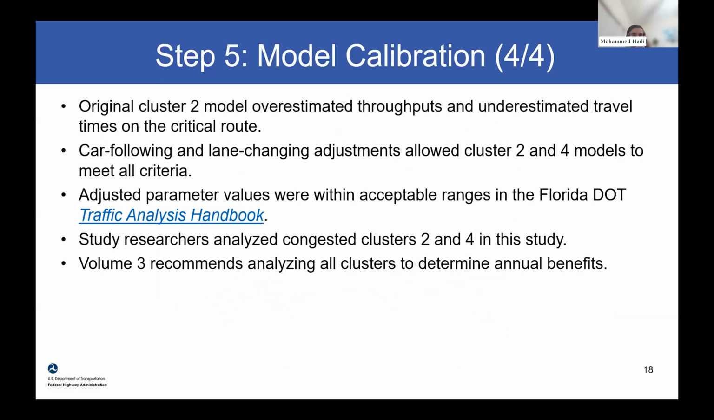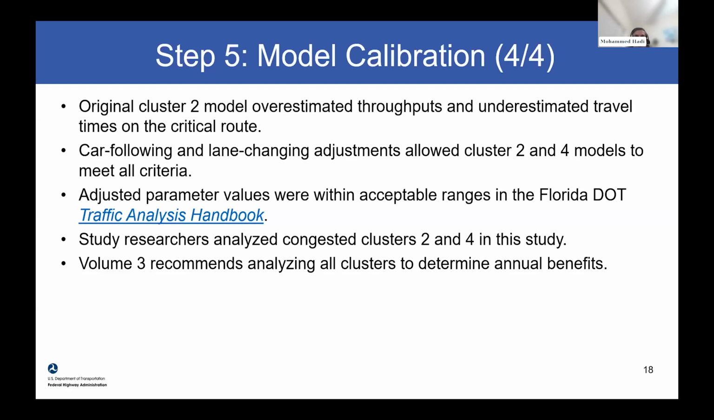When we looked at the model that was already calibrated based on the state agency criteria, we found out that we needed to refine it and fine-tune it. So we changed the car following and lane changing model, and we used the FDOT guidance of the ranges of those Wiedemann 99 car following and the lane changing model.